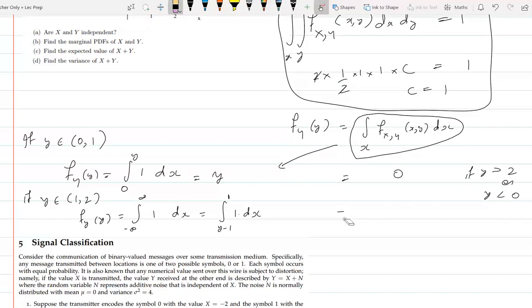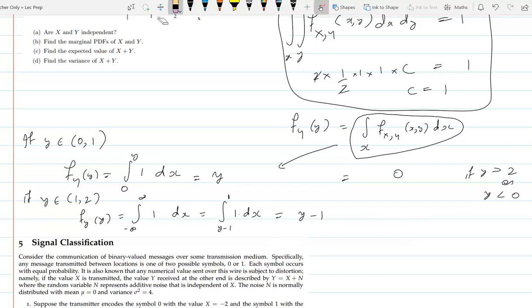So what does this work out to? It is basically y minus 1. Yes, that's right. So we have computed the marginal in x as well as y. Does it integrate to 1? A good question. If you integrate y from 0 to y, it will be y squared by 2. It will be 1 by 2 and 1 by 2, so it will work out to 1.